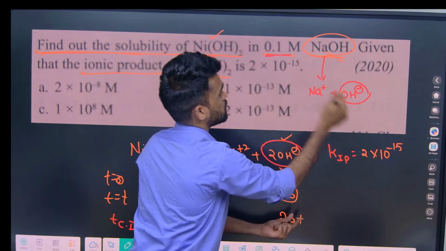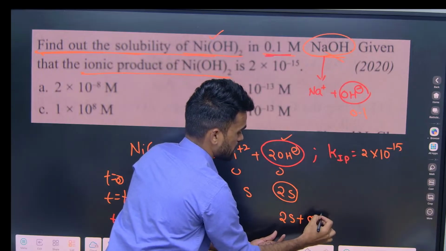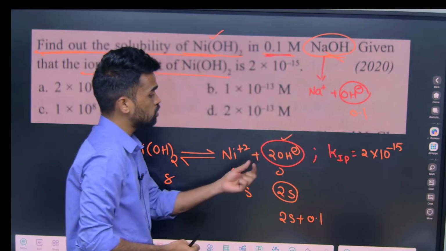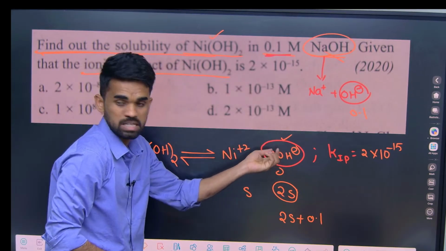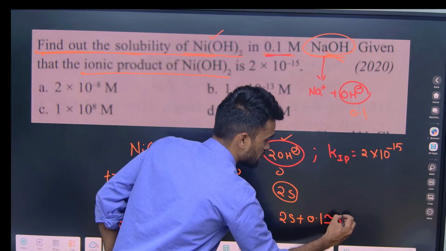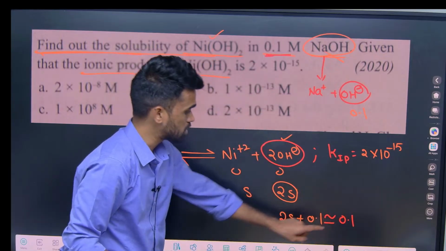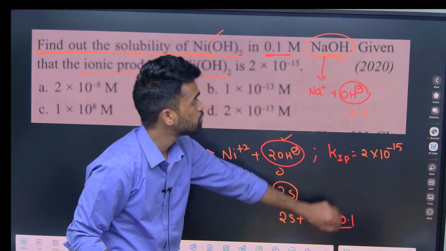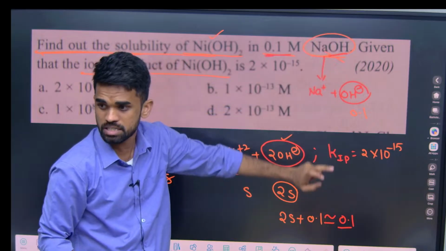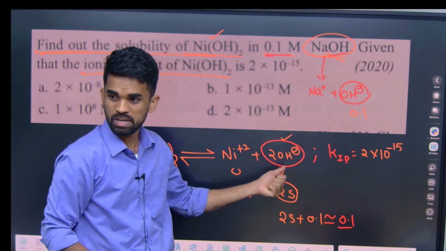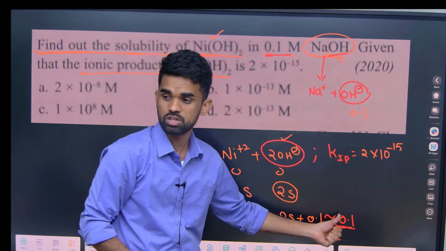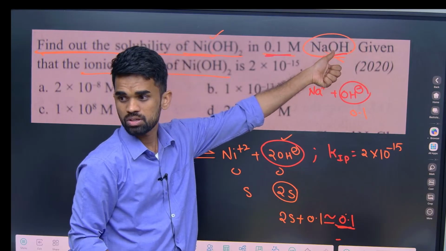What is its value mentioned? 0.1. So the total OH minus ion concentration is this much, 2S plus 0.1. But what I told you, due to the increase in the concentration of OH minus, the equilibrium will go backward. It means this concentration should now be just 0.1 only, because the OH minus ion coming from the strong electrolyte will dominate the OH minus ion coming from the weak electrolyte. So the value of OH minus is now equal to 0.1 only, which is from the strong electrolyte.